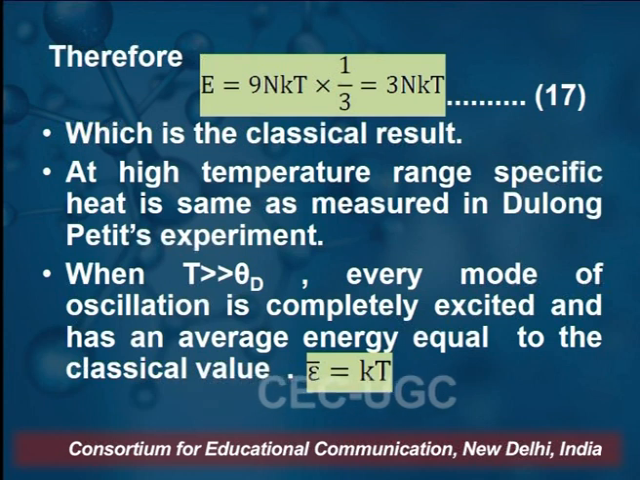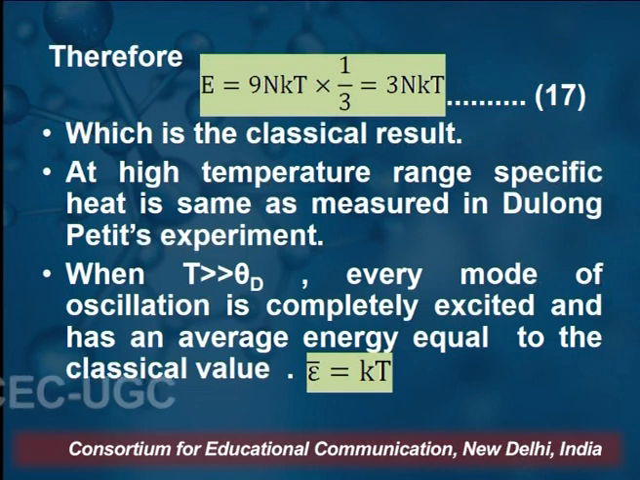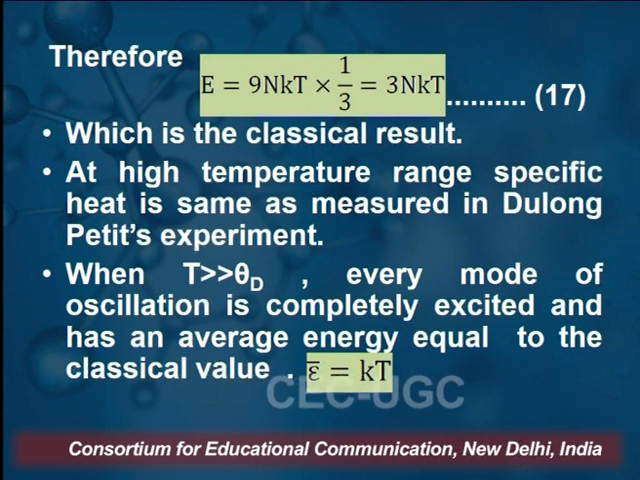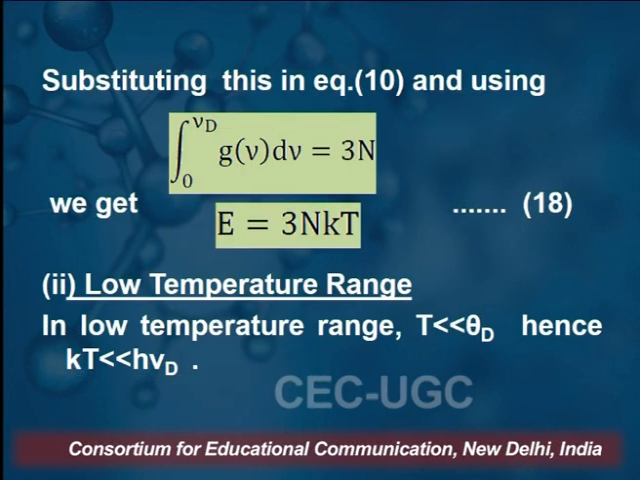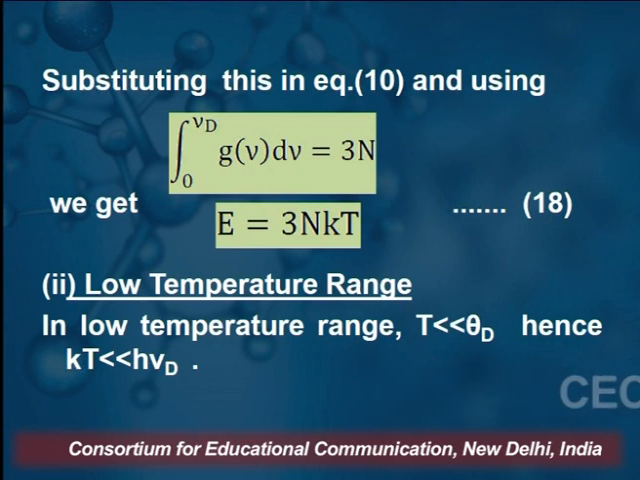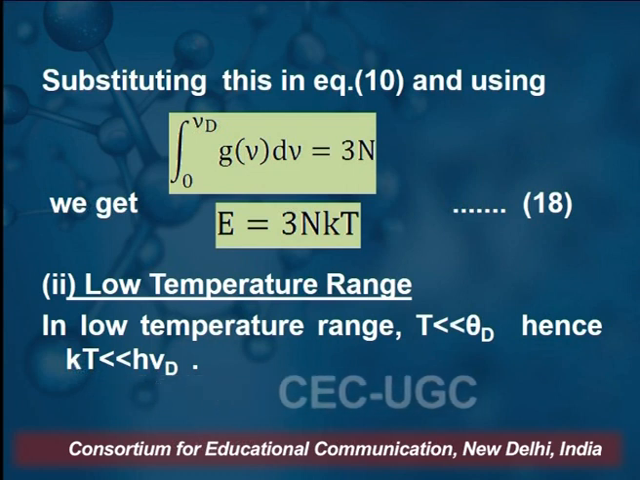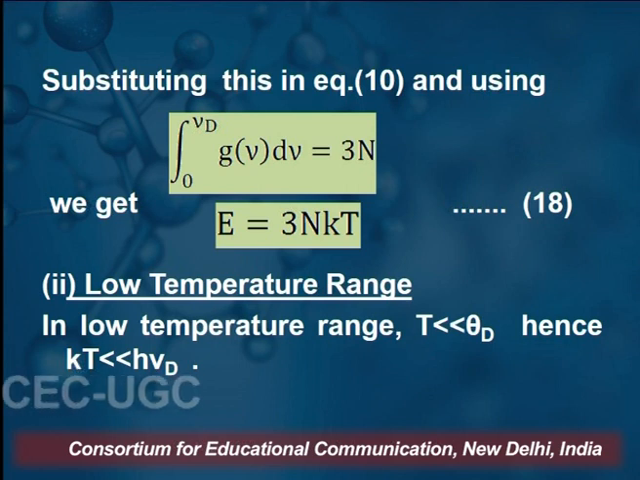This means that in the high temperature range, the specific heat is the same as that measured in the Dulong-Petit experiment. When T becomes very much greater than theta d, every mode of oscillation is completely excited and the average energy is equal to the classical value of kT. So the specific heat approaches the classical value: Cv becomes equal to 3Nk. Let us see what happens in the low temperature range.